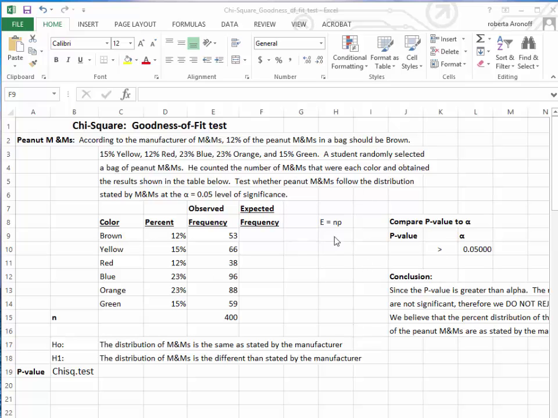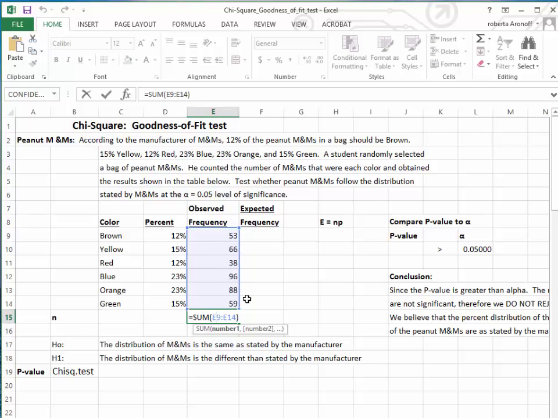The first thing we want to calculate is the expected value. How many did we expect to be of each particular color? In order to do that calculation, the first thing I did is determine the total number of M&Ms in the bag. Notice the total number of M&Ms is the sum of the frequency column, which we can get by using the summation notation.